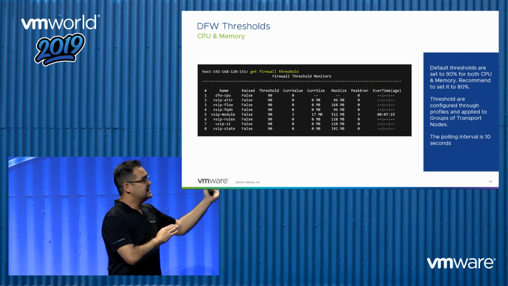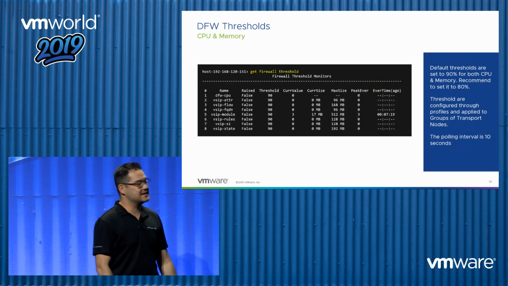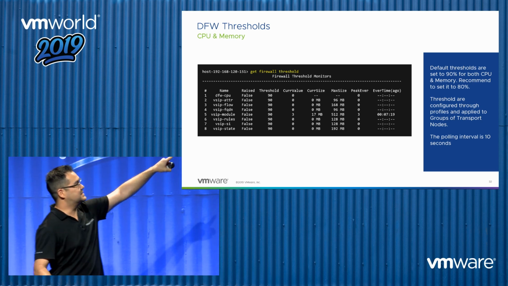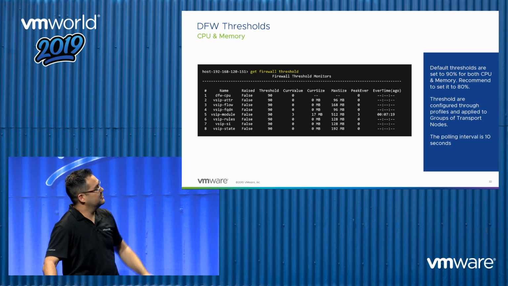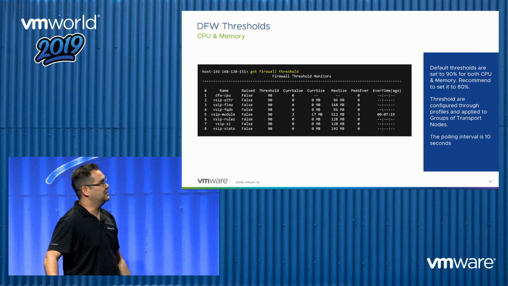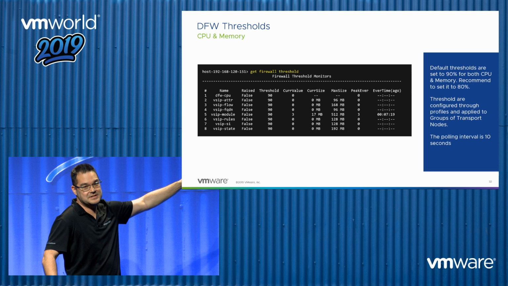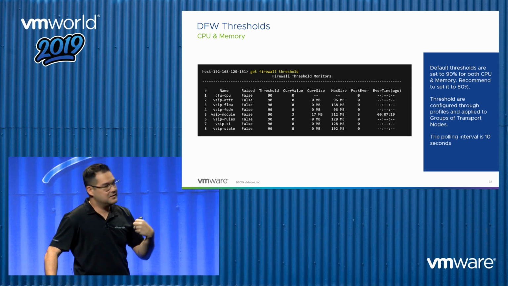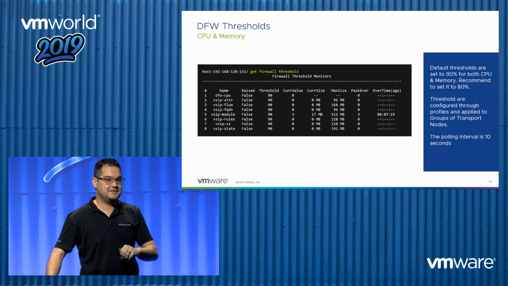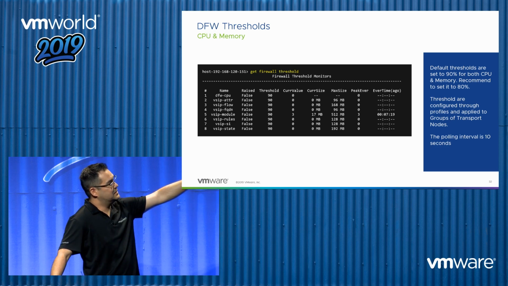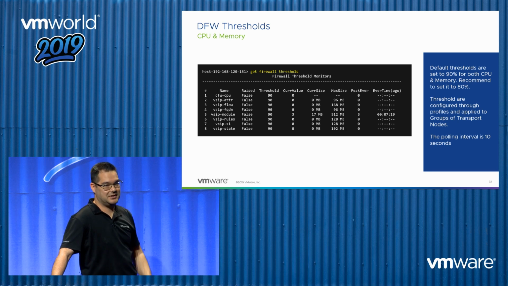You can jump onto an ESXi host and run this NSX CLI command, which is get firewall thresholds, and it will show you the CPU usage, which is then that first row, and all the different heaps of memory that we allocate to the DFW. Shows you if an alert is raised, the current threshold setting, current values, how much memory we're actually using for each one of those heaps. And on the right-hand side, it shows you when the alert was last triggered.